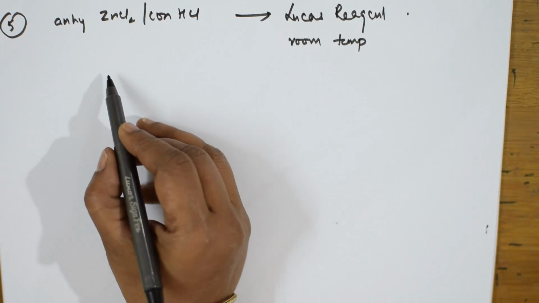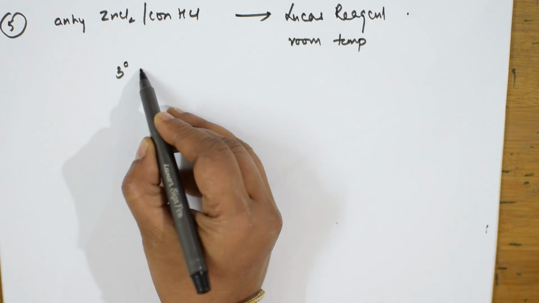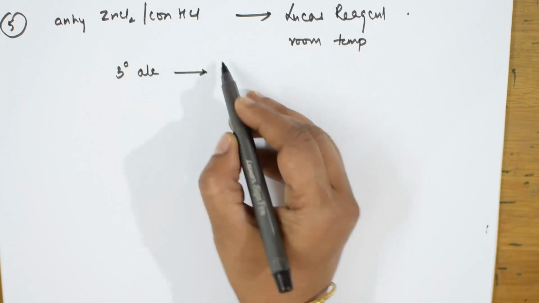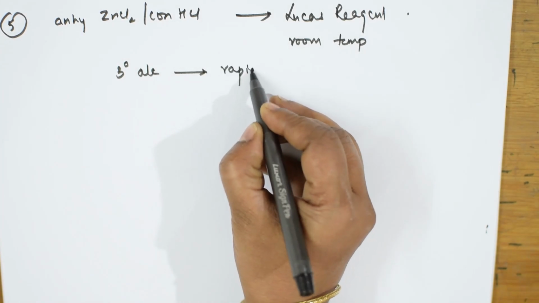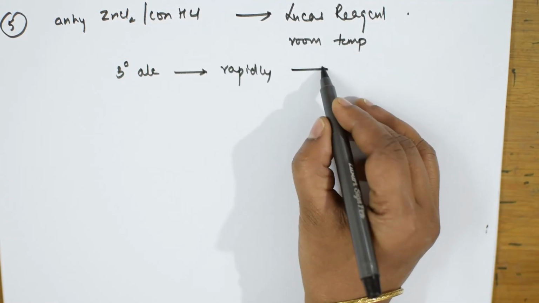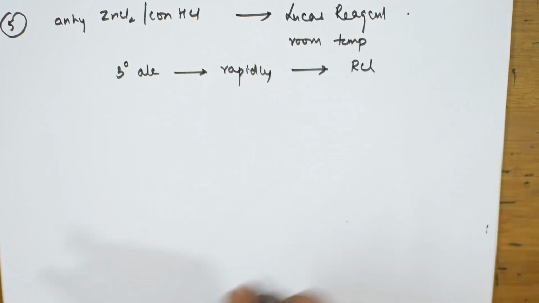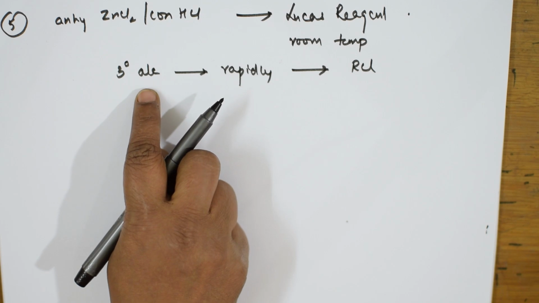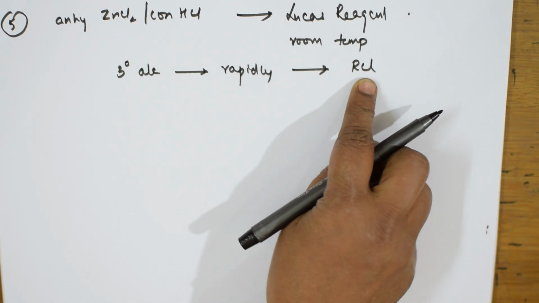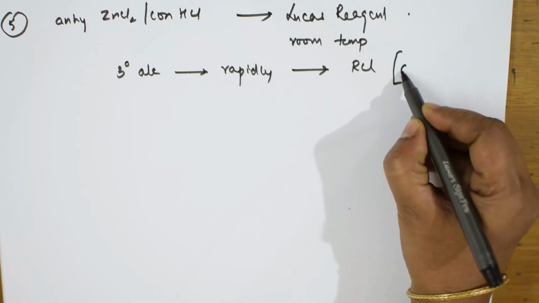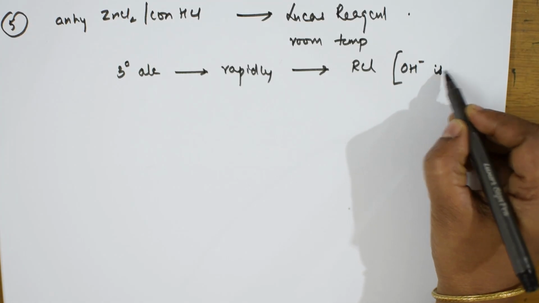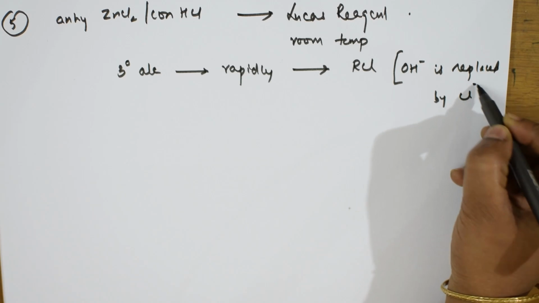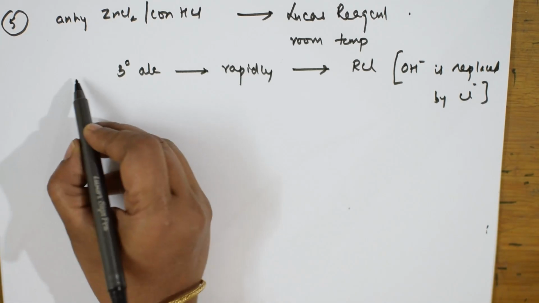Lucas reagent is basically going to convert tertiary alcohols immediately. Tertiary alcohols, if you add Lucas reagent, rapidly react. So after reacting, what will happen? They'll get converted to alkyl chlorides. That means the OH group of the alcohol is replaced by the Cl group. So what will we write? OH minus is replaced by Cl minus. Okay, this is the nucleophile. This is the case with tertiary alcohols.